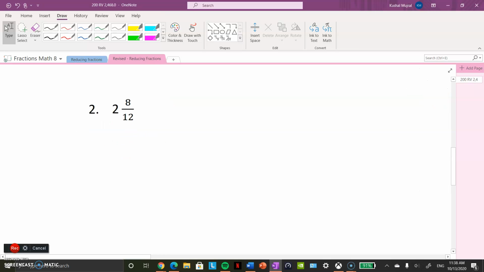Let's look at number 2. 8 over 12. So let's look at 8. Does 2 go into 8? Yes, it does, because 8 is even. Does 3? No, it doesn't, because the digits don't add up to a multiple of 3. Does 4? Yes, it does, because 4 goes into 8. Does 5? No, it doesn't. Does 6? No, it doesn't. Does 7? No, it doesn't. And 8? Yes, 8 does.